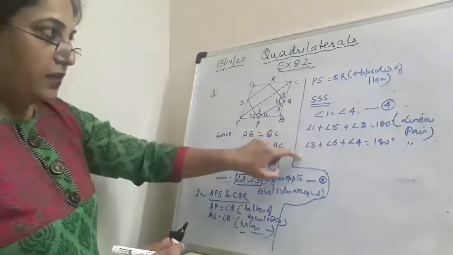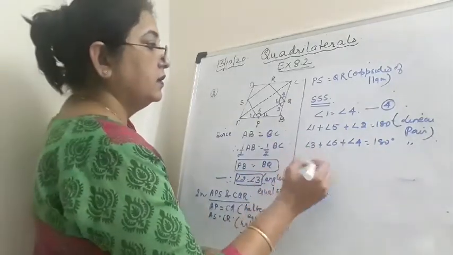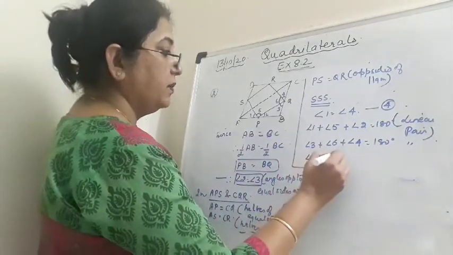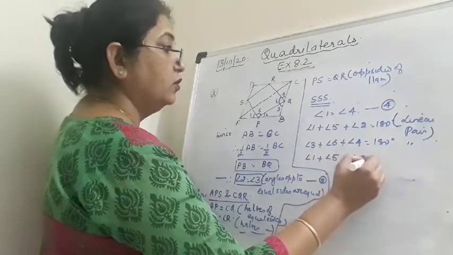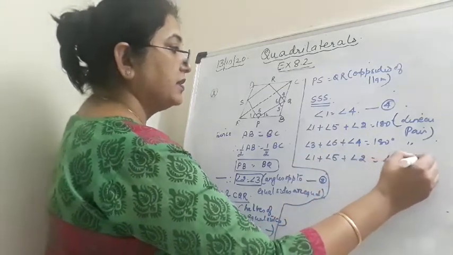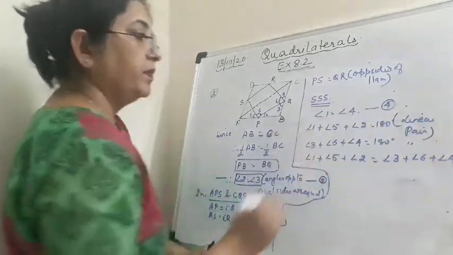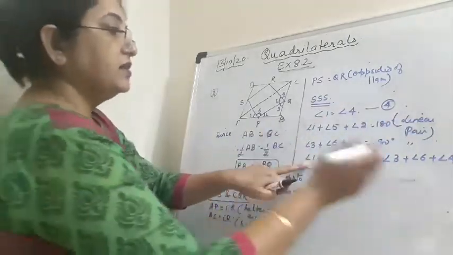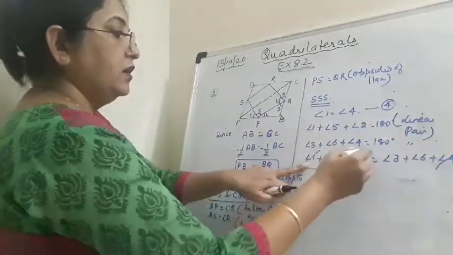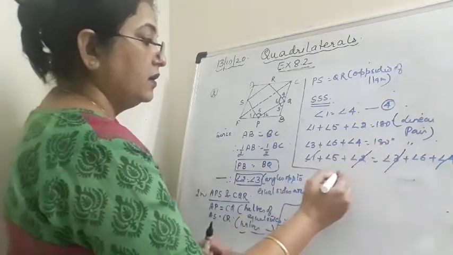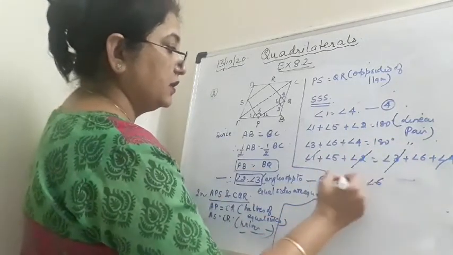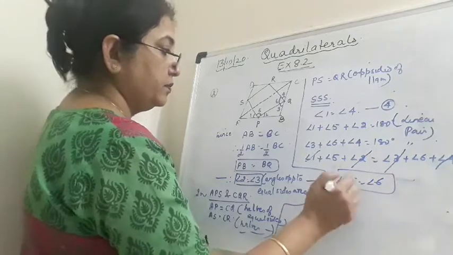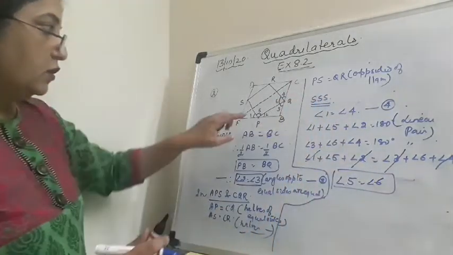So when you compare these two, you will get angle 1 plus angle 5 plus angle 2 equals angle 3 plus angle 6 plus angle 4. Now 1 will cancel with 4 because they are equal. 2 will cancel with 3. Now we are left with 5 is equal to 6.